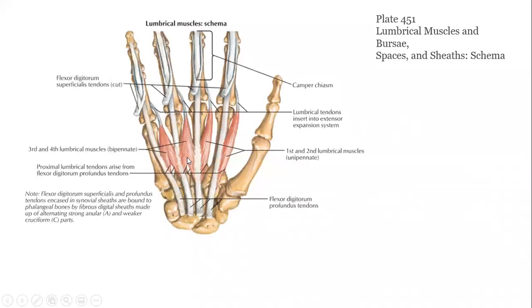Okay, so your lumbrical muscles. You can see here how you have 1, 2, 3, 4 lumbricals. Recall that they have different innervations. The first and second lumbrical are innervated by your median nerve, but the third and fourth lumbrical are innervated by your ulnar nerve. Notice how also your first and second lumbrical only have 1 muscle belly versus your third and fourth lumbricals have 2 muscle bellies. So you can actually call them unipennate versus bipennate.